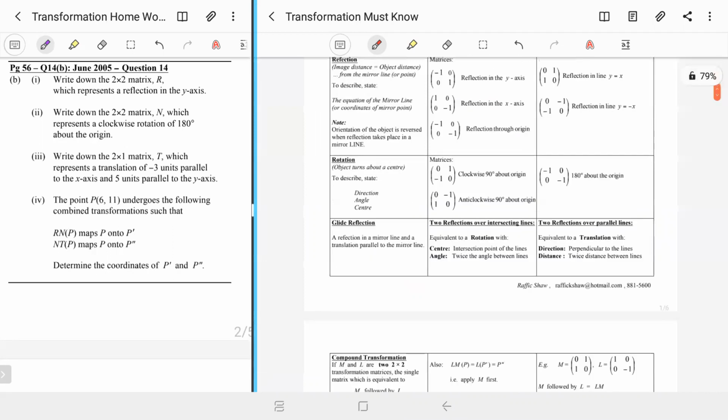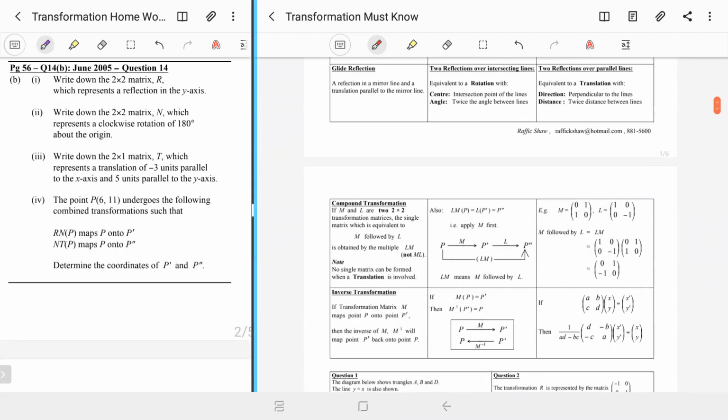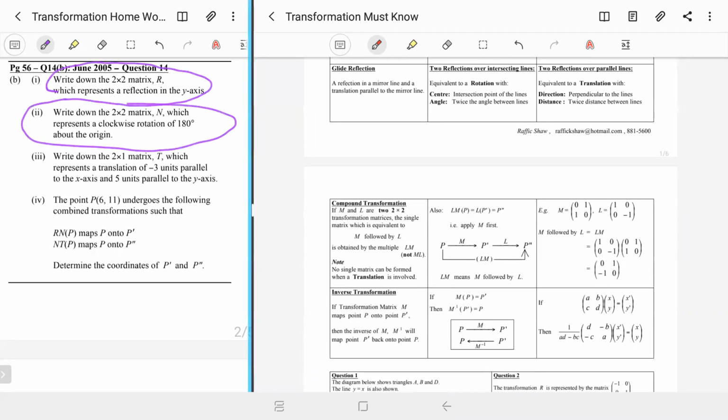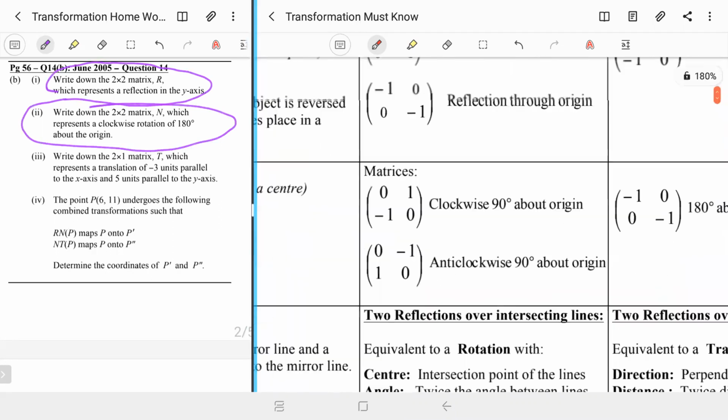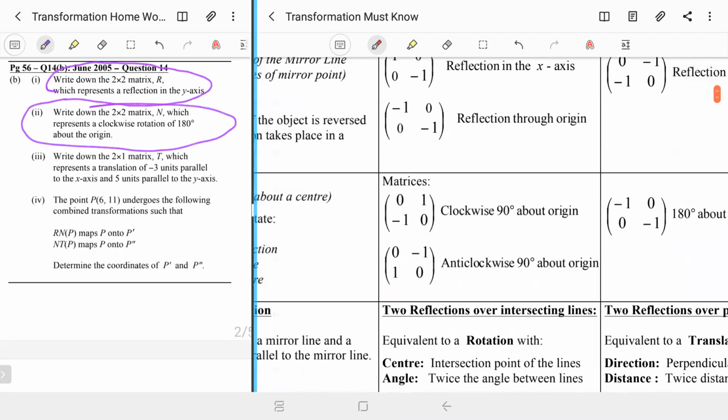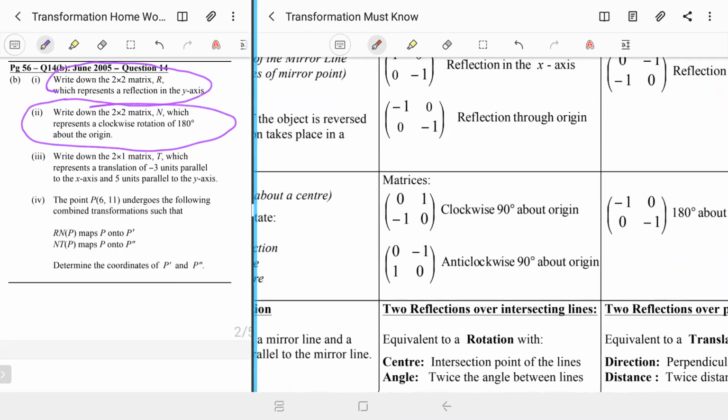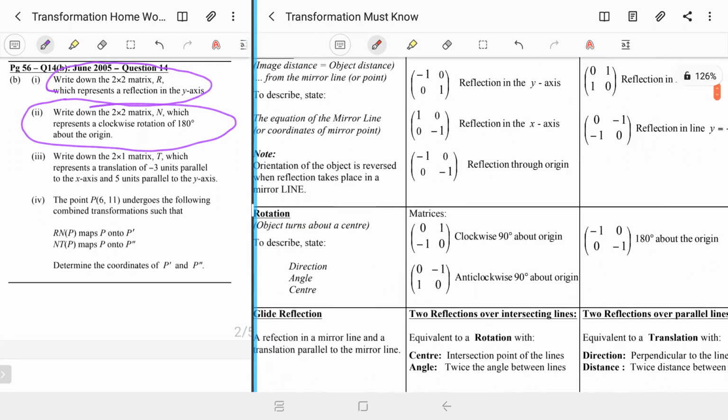Know them. See the question there. Write down this, and write down that. Why am I telling you? Because I'm expecting you to know them. They can ask me to describe a matrix, do a calculation and describe a matrix. Know what the matrix represents. You know how to describe what it is.